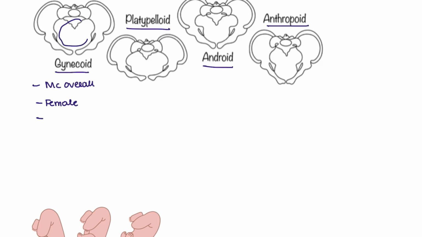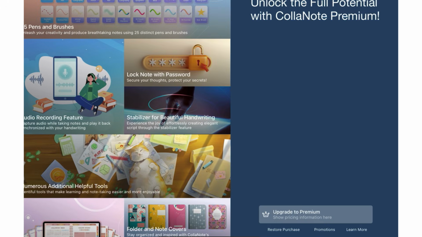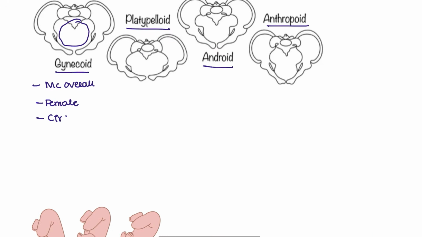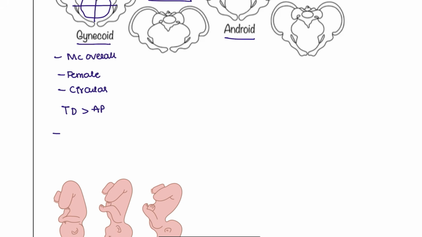And this area, if you can observe, is circular in shape. Here the transverse diameter is more than the AP diameter. So what is best associated here? The cephalic position and normal vaginal delivery are absolutely fine in patients with a gynecoid pelvis, right?